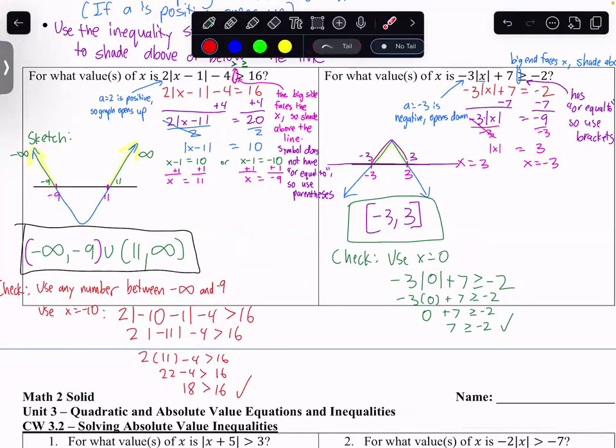Okay, so again, it's mostly the same steps we did yesterday and in the warm-up, right? There's just two very short steps. You draw a little sketch, and then you write your answer in interval notation.